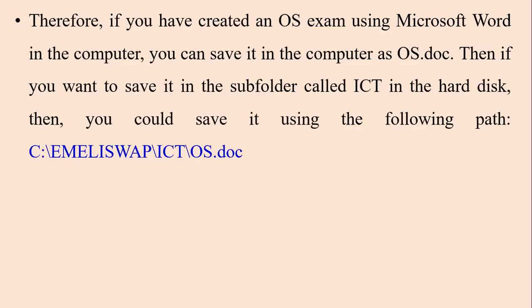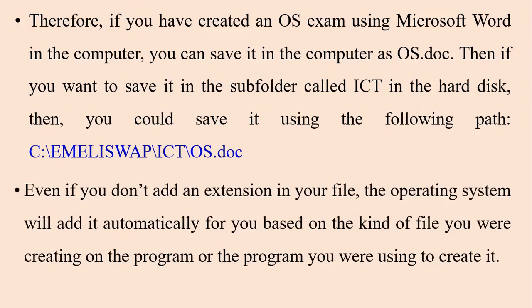Therefore, if you have created, for example, a file called operating system exam using Microsoft Word in the computer, you can save it in the computer as os.doc. Then if you want to save it in the subfolder called ICT in the hard disk, you could save it using the following path: C:/mnswap/ict/os.doc. This means that the document file called OS has been stored in a subfolder called ICT that is found in the folder called mnswap on a storage medium, which is the hard disk. Therefore, C: is the root directory, mnswap is the main directory, ICT is a subfolder inside the mnswap directory, and inside the subfolder, we are able to find a document file that is called OS.